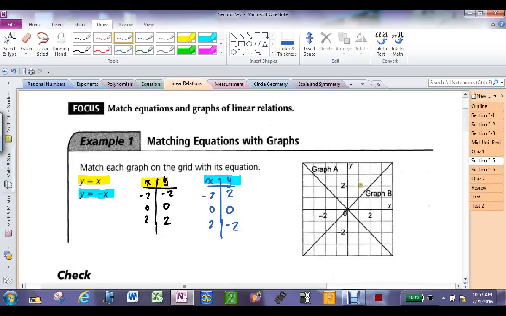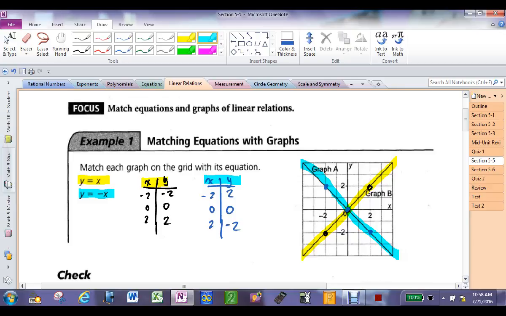Now we go over and we graph it. First thing we find is -2, -2. Where's that? Right. -2, -2, right there. 0, 0, and 2, 2. So that must mean graph B is the yellow line. -2, +2, 0, 0, 2, -2. That means that graph A is the blue line. Okay?